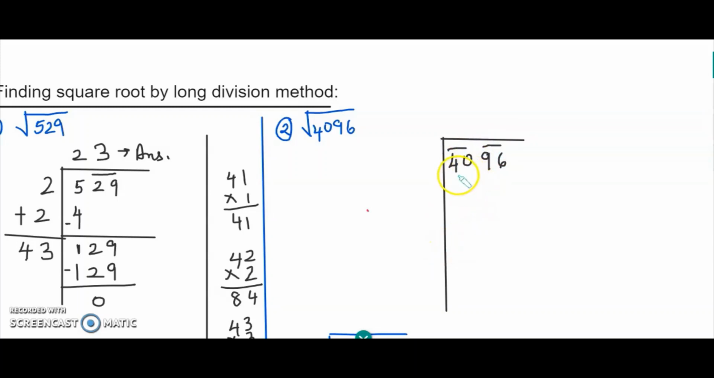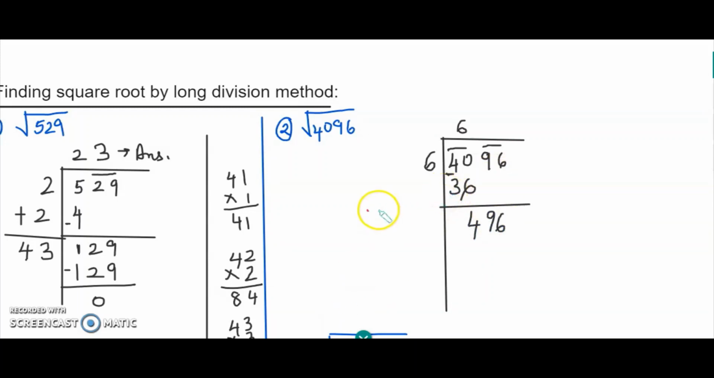Okay. Now we have 40. Find the perfect square number which is smaller than 40. Let's go. 1 square 1, 2 square 4, 3 square 9, 4 square 16, 5 square 25, 6 square 36, 7 square 49. So which number should I go with? Yes, 6, because we want the perfect square which is nearest and smaller. So 6 sixes are 36, we write a 36. Correct? Now we subtract. So 40 minus 36, what will we end up with? 4. Bring down the 96.